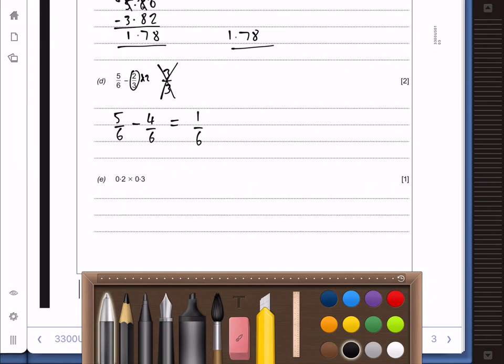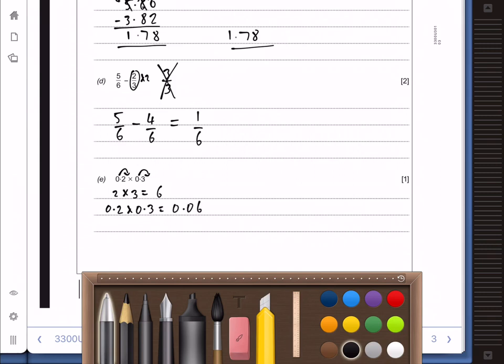And then part E, a couple of ways of doing this question. You could imagine that there's no decimal point in there. Work out 2 times 3, which is 6. The decimal place is 2 places, so you can put the decimal point back in 2 places. So the answer would be 0.06. 0.2 times 0.3 is 0.06.